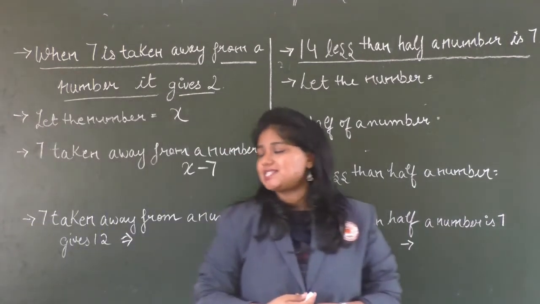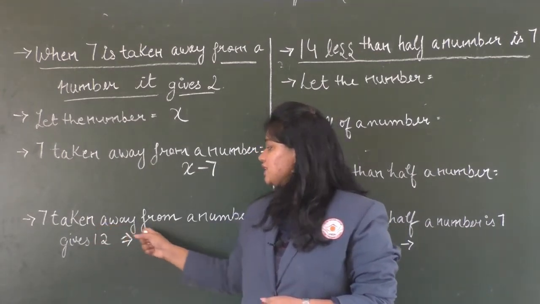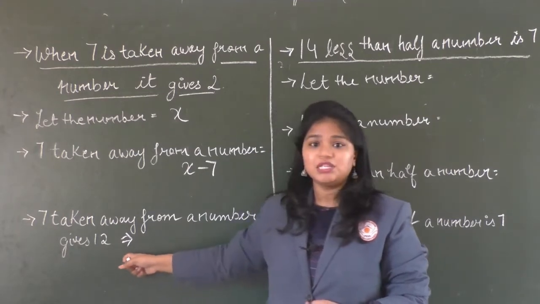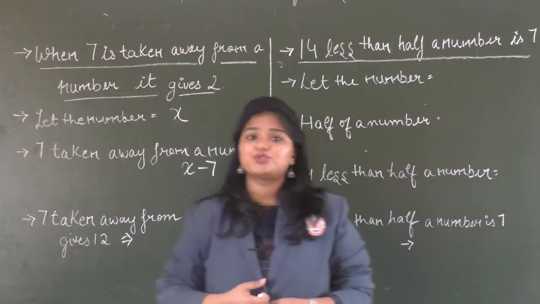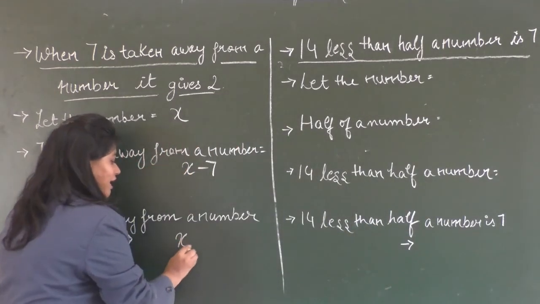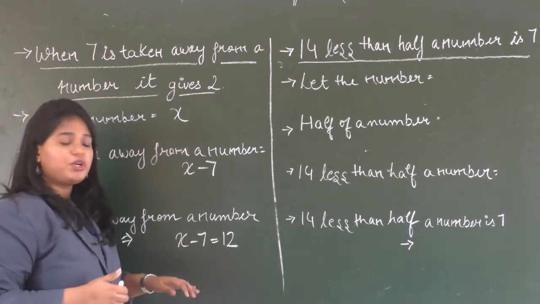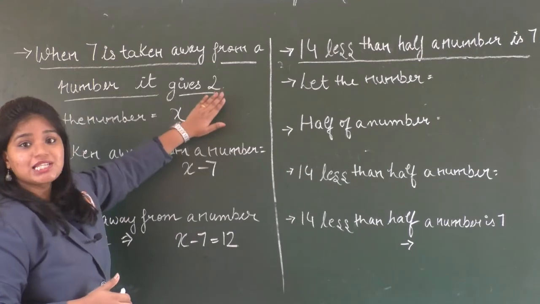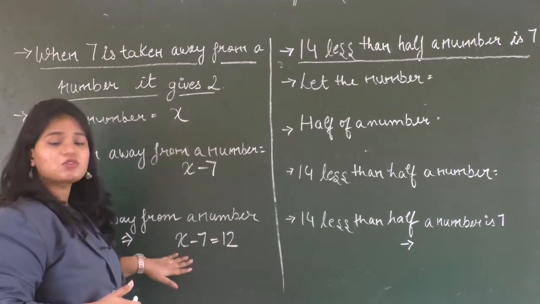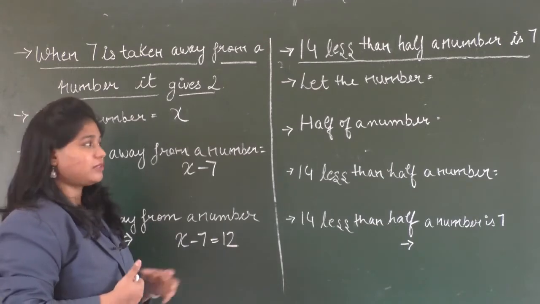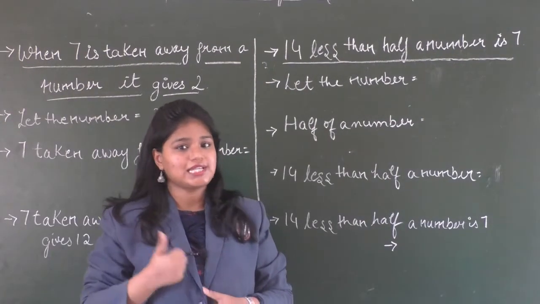Now the final part says that when 7 is taken away from a number, it gives 12. Gives 12 means it is equal to 12. So it will be x minus 7 equal to 12. So we got a linear equation for this statement. Why is this called a linear equation? Because this includes an equal to sign. Okay, we did the first example.